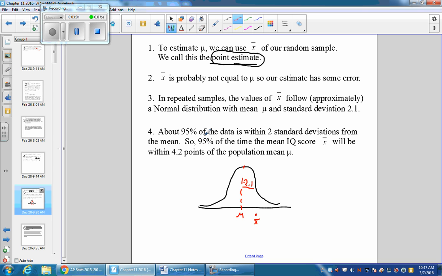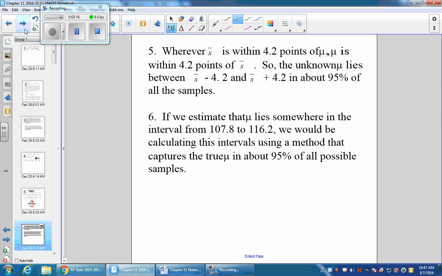So about 95% of the data is within 2 standard deviations of the mean. So from here to here, that's going to be about 95% of the data, 2 standard deviations below to 2 standard deviations above. So 2 standard deviations is 2 times 2.1, which is 4.2. And so wherever x bar is within 4.2 of mu, mu is within 4.2 points of x bar. So that unknown mu lies between 4.2 taken from x bar and 4.2 added to x bar in about 95% of the samples that you can take from the population.